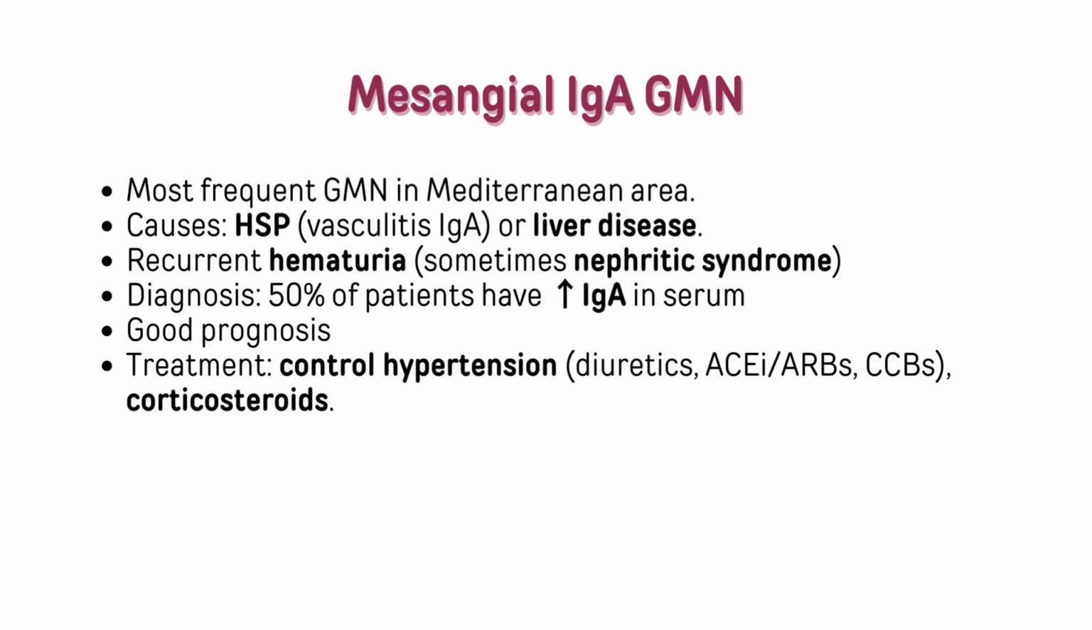Mesangial IgA glomerulonephritis courses with recurrent hematuria, sometimes nephritic syndrome. Generally, it occurs at the same time as an episode of upper respiratory tract infection like a flu. For the diagnosis, we should know that 50% of patients have increased circulating IgA in serum. The prognosis is good. The treatment consists in controlling hypertension with diuretics, ACE inhibitors, angiotensin receptor blockers, and calcium channel blockers. Corticosteroids can lower the recurrences and also the proteinuria.